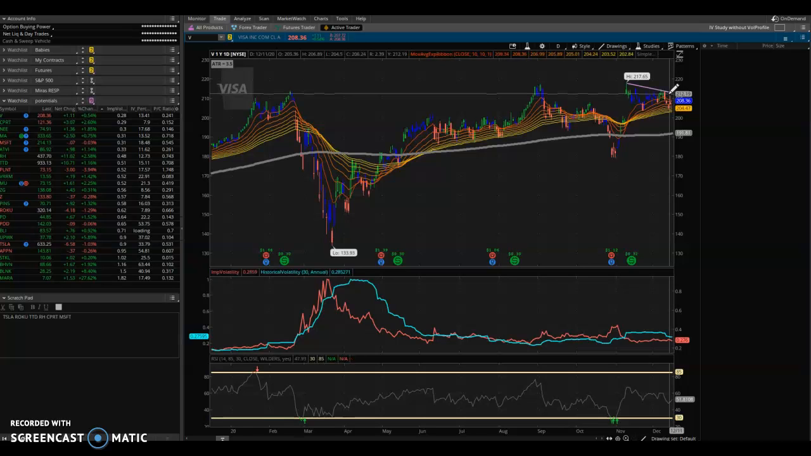I would probably want to wait for a switch here from red to blue to green, and then go ahead and take some September or at least June to September LEAPS, because you want to make sure you give yourself enough time to be right.